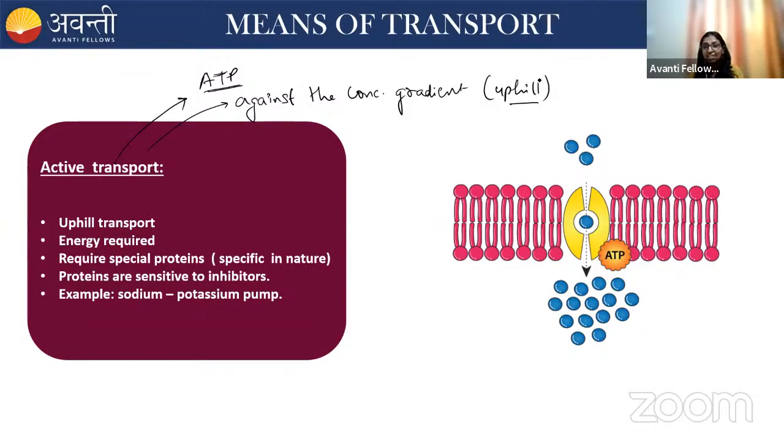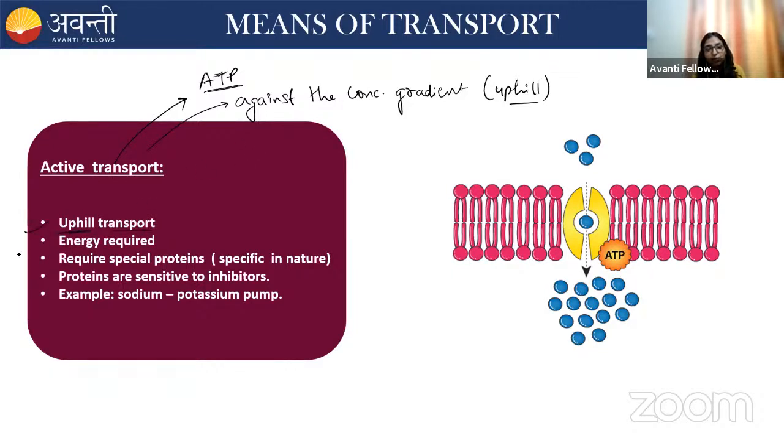Remember, in diffusion and in facilitated diffusion, the movement is along the concentration gradient. Molecules are moving from high concentration to low concentration. The movement is along the gradient in case of diffusion and facilitated diffusion. But in active transport, the movement is against the concentration gradient. That is uphill transport. Movement of the molecule is from low concentration to high concentration. That is against the gradient.